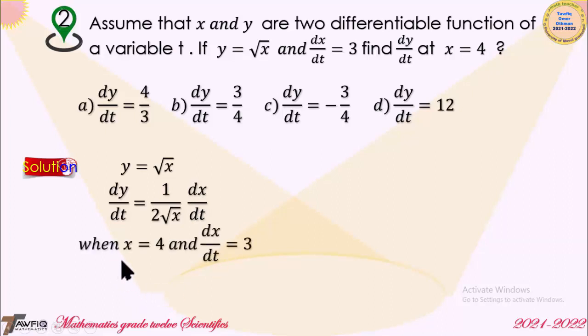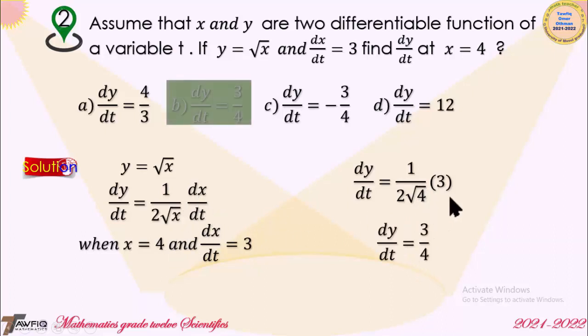When x is equal to 4 and dx over dt is equal to 3, therefore dy over dt is equal to 1 over 2 square root of 4, times 3, because x is 4 and dx over dt is 3. Therefore 3 times 1 is 3. 2 times square root of 4 is 2 times 2, which is 4. That means dy over dt is equal to 3 over 4. That means B is the correct answer.